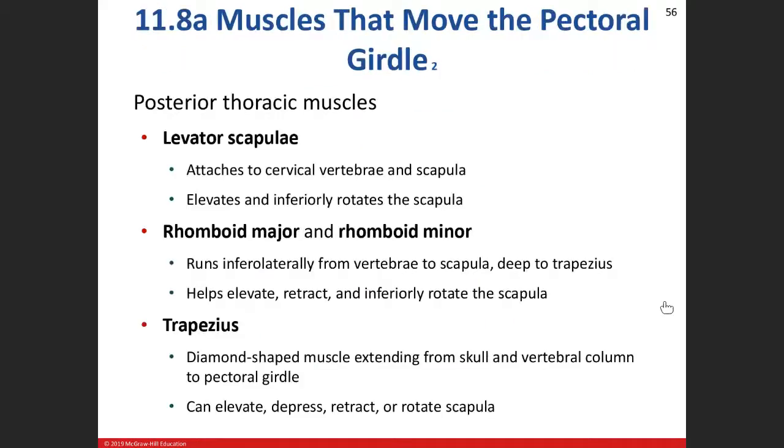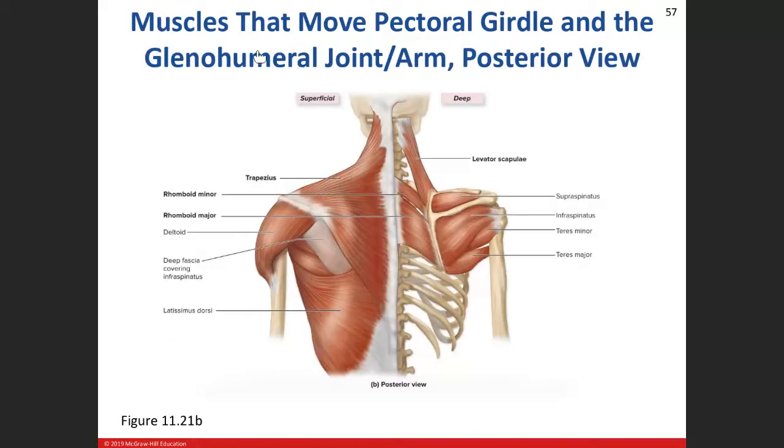Some of the posterior thoracic muscles are levator scapula, rhomboid major and minor, and trapezius. Levator scapula attaches not the anterior, but the superior angle of the scapula up to the mid and upper cervical vertebrae. By the name, we can figure out that it elevates the scapula, but it also allows the inferior rotation of the scapula. So it'll pull this inferior angle, this little point down here, out.